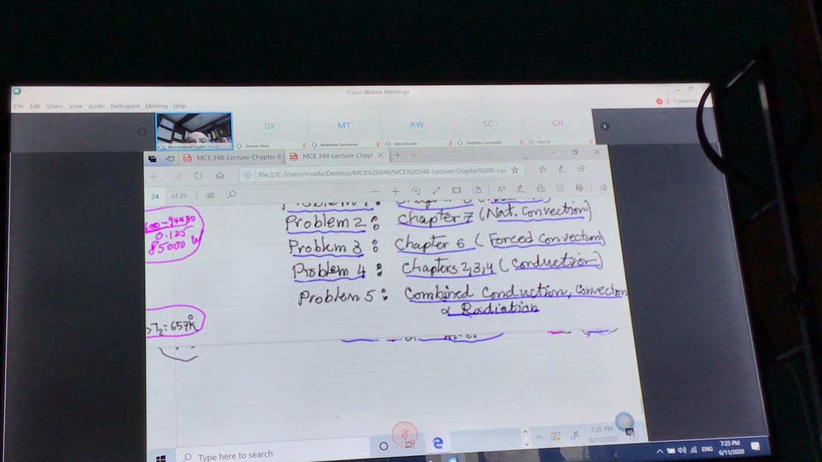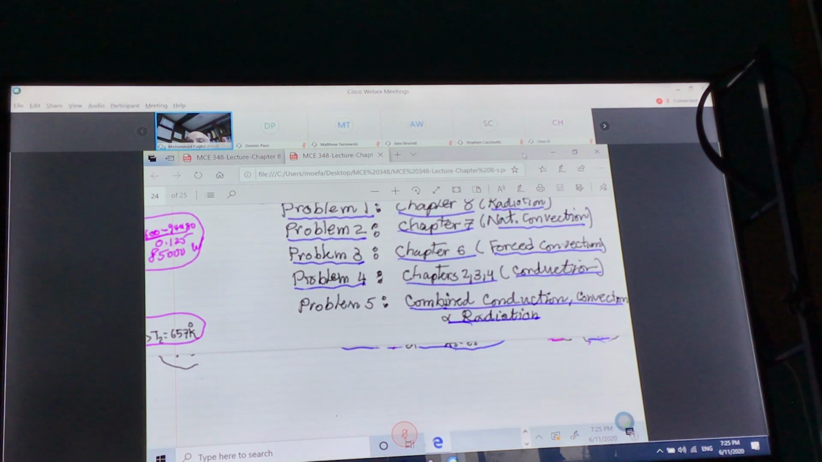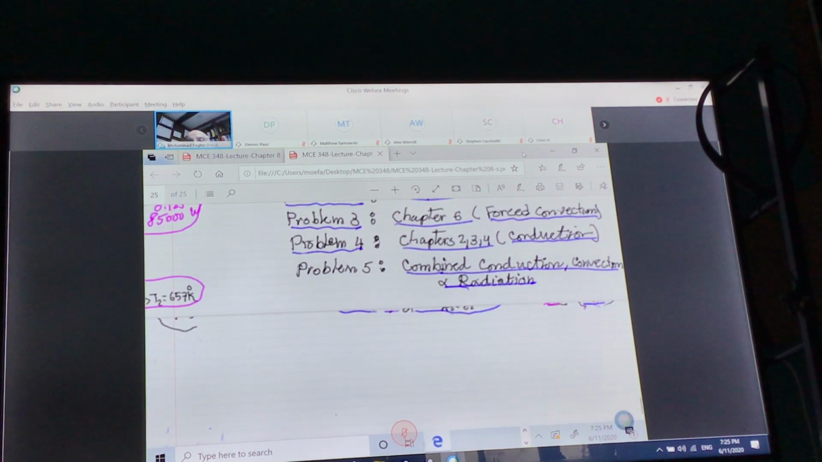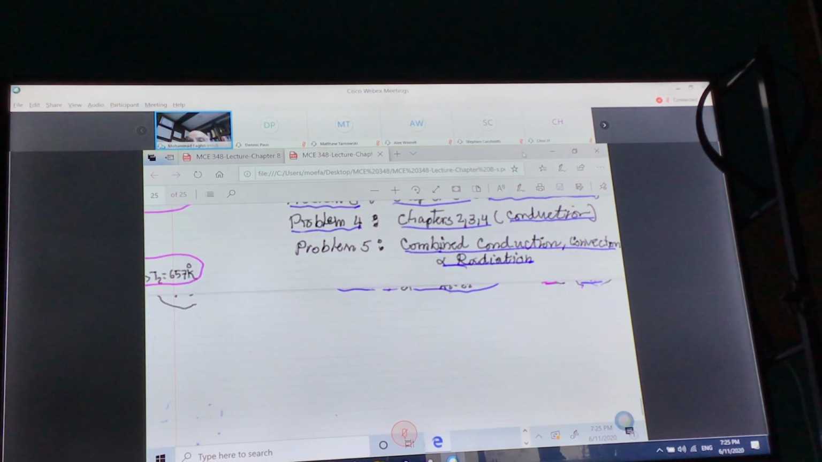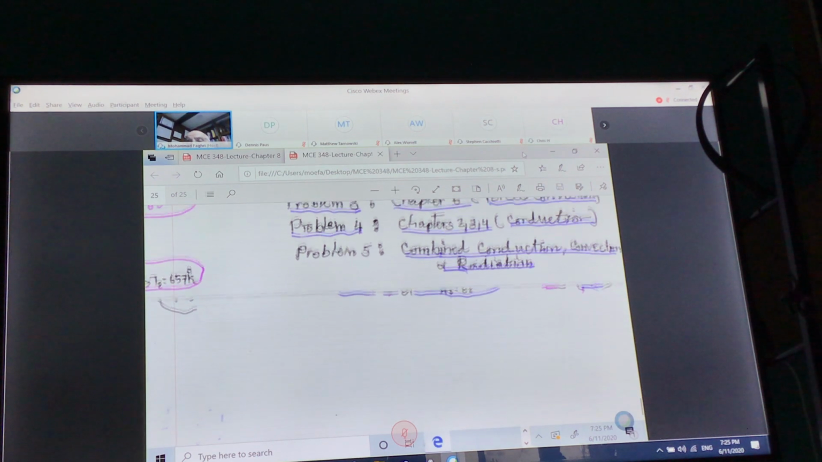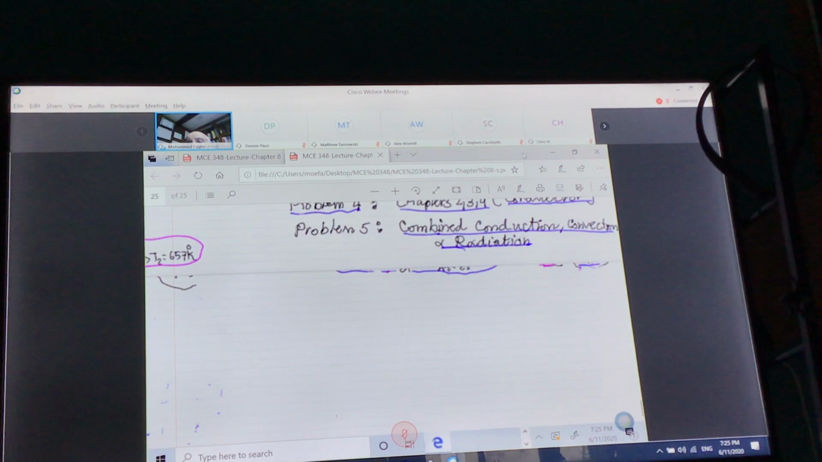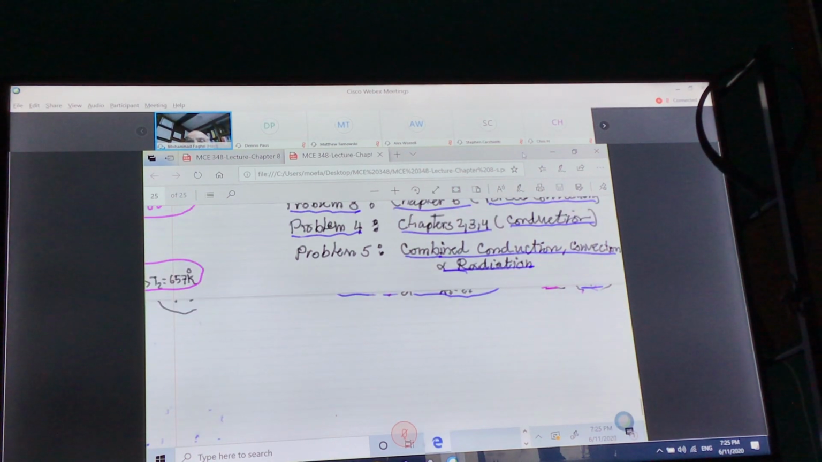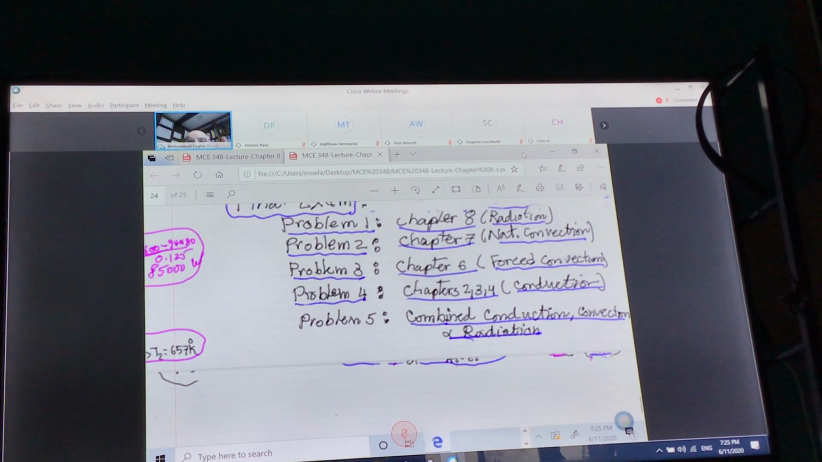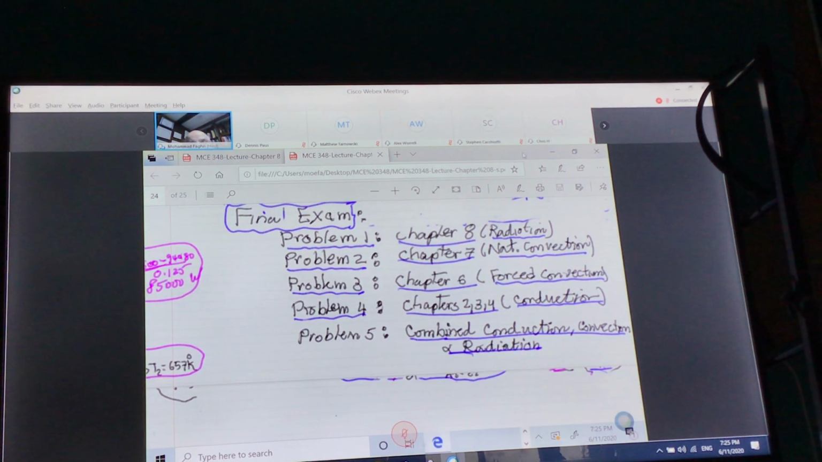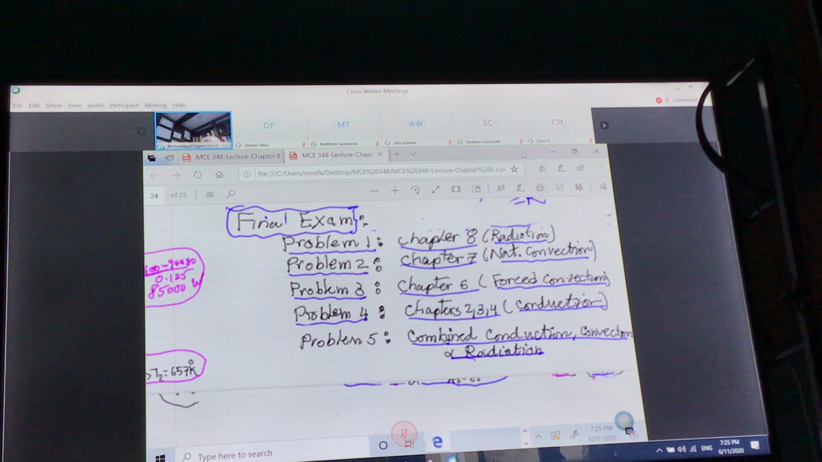Problem 2, Chapter 7, natural convection. Problem 3, forced convection. Problem 4, Chapters 2, 3, 4, conduction. Problem 5, combined conduction. So I'm not going to give you 5 problems. Maximum of 4 problems. Any questions that you have in regard to the exam?